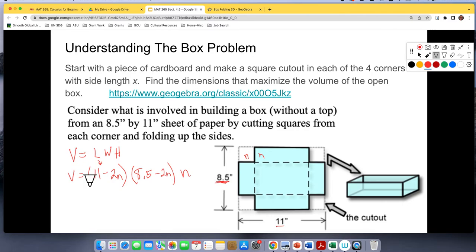In algebra class, we would graph this, right? And then from the graph, we'd find the maximum point. We'd see it, which is fine. A great way to do it. We want to apply our calculus. I guess that's what we're doing.